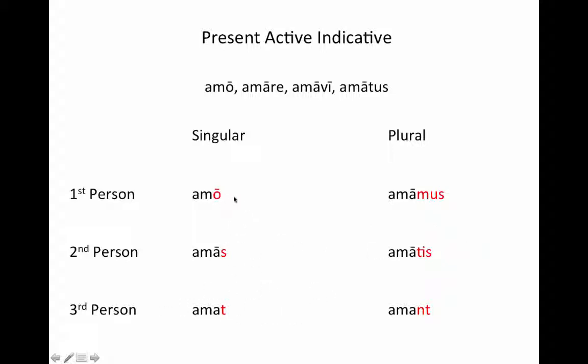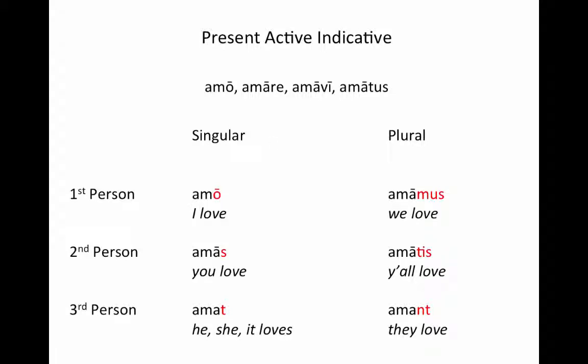And so these are the endings for your verb in the present: o, s, t, mus, tis, nt. And these endings directly correlate to a subject. So the o is I love, I am loving, I do love. The s ending, you love. The t, he, she, or it loves. Mus, we love. Tis, you all love.